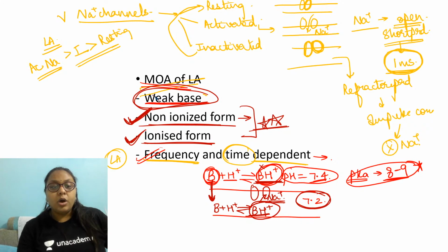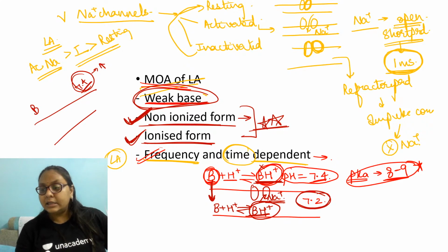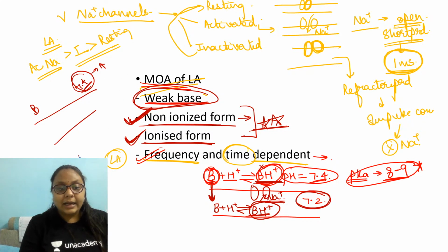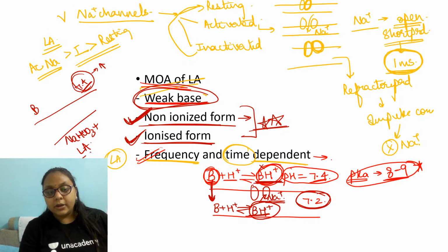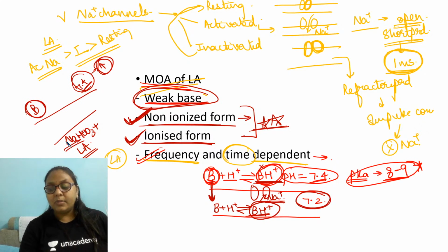Now, how can we improve the penetration of the local anesthetic? The problem was that the pH outside is 7.4. If I increase the outside pH, then more of it will be present in the non-ionized form. That can be done by adding soda bicarb with the local anesthetic. Then the outside pH will increase and the local anesthetic will be present more in the non-ionized form, and it can easily penetrate the membrane. Is it clear?